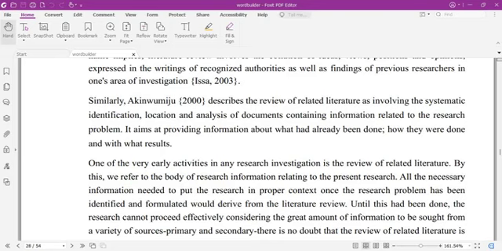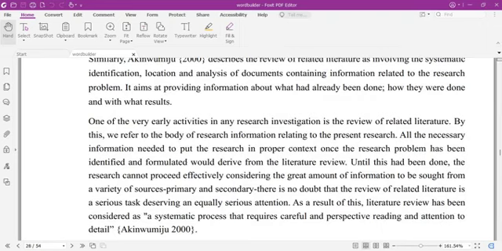One of the very early activities in any research investigation is the review of related literature. By this, we refer to the body of research information relating to the present research. All the necessary information needed to put the research in proper context, once the research problem has been identified and formulated, would derive from the literature review. So this literature review is really very, very important. In fact, every aspect of your research work is important.